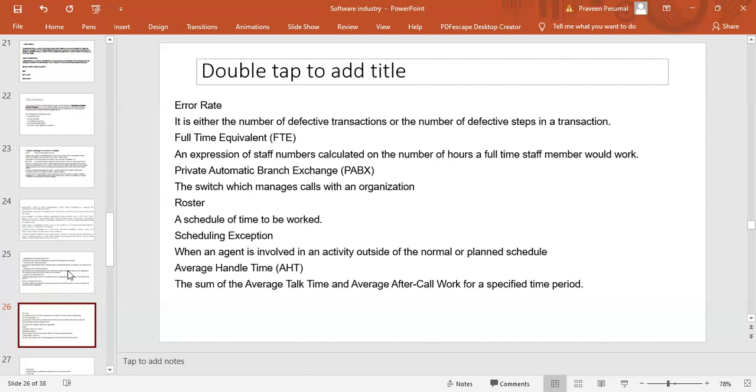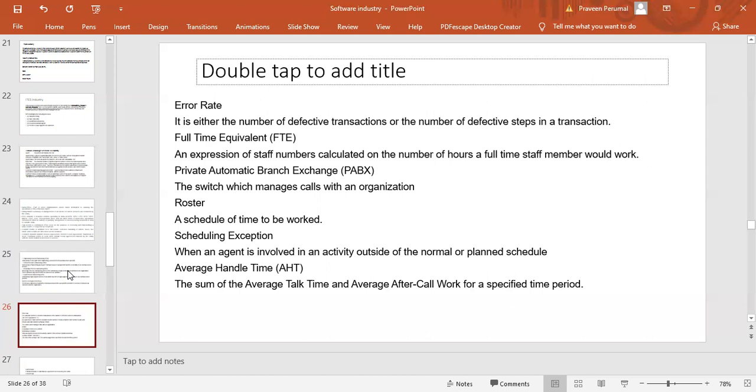SOW is statement of work, a formal document that captures and defines the work activities, deliverables and timeline a vendor will execute against, performance of specified work for a customer. SCO, supply chain outsourcing of all or part of activities related to supply chain management to an external service provider.